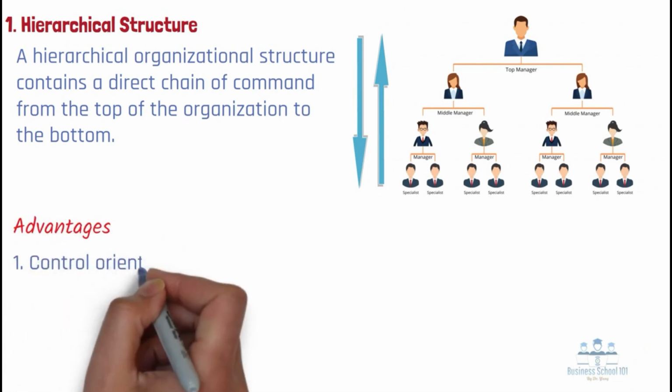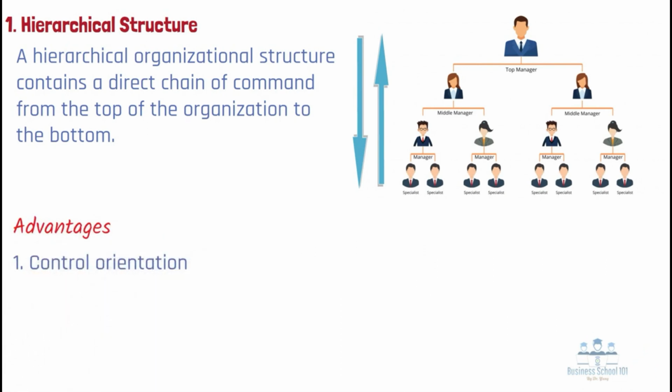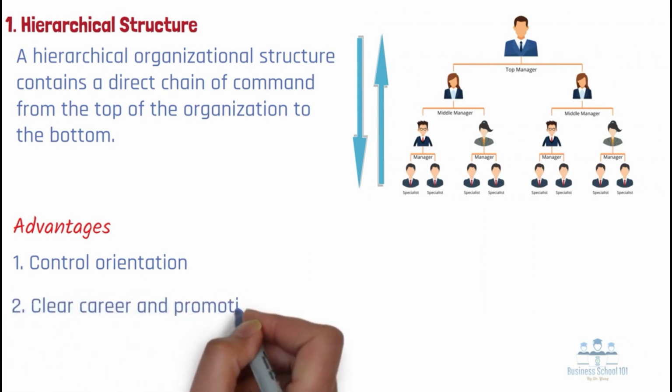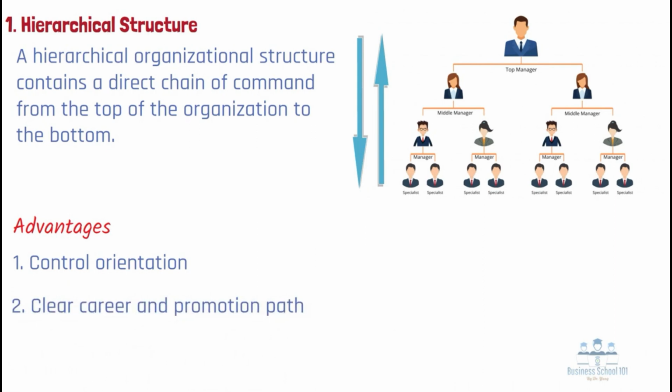1. Control orientation. Having a hierarchical structure helps employees understand the various levels of leadership. This is because management roles are clearly defined in this pyramid structure. 2. Clear career and promotion path. There is a clear career path through this type of organization, with employees gradually advancing through the various levels of management over a number of years.